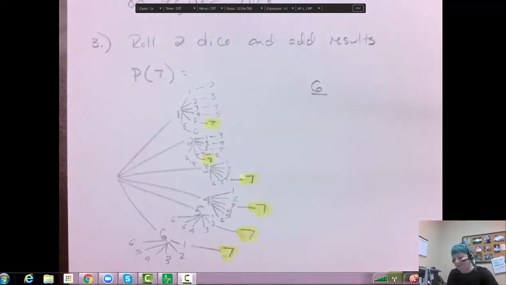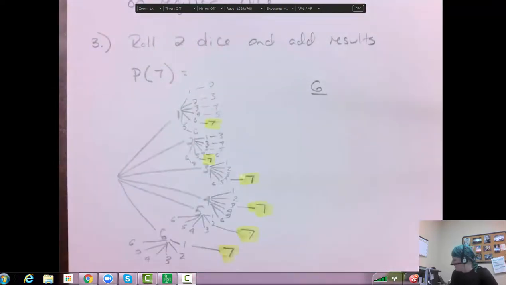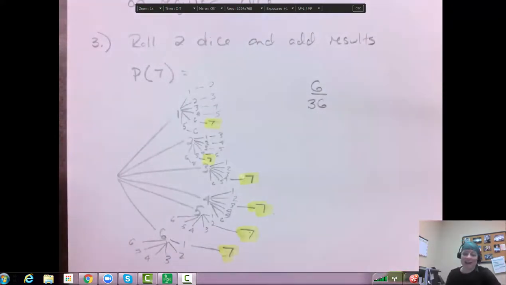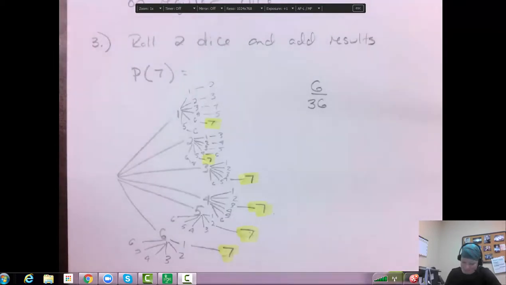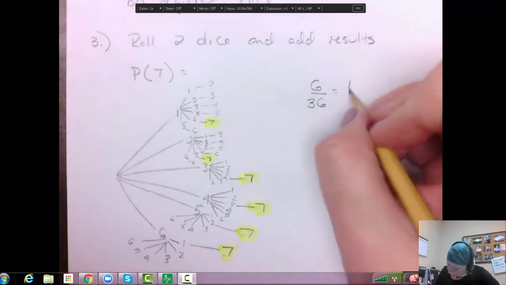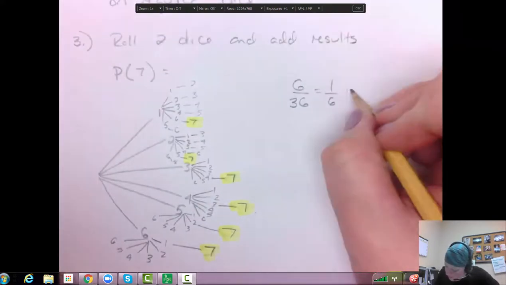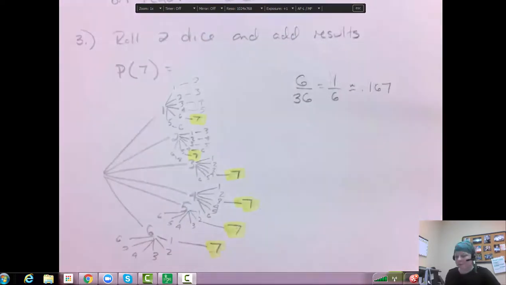Well, 6 times 6, right? Because each of the 6 rolls on the first die pairs with 6 on the second. 6 times 6 is 36. So there's 36 different combinations with those dice. And so 6 divided by 36 is going to get you 1/6. And that is about 0.167. If I went 3 places out, make sure you round right.